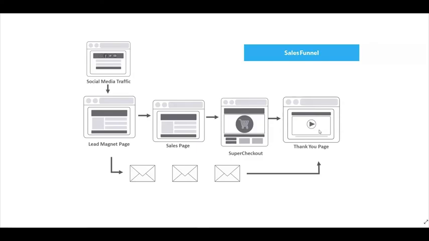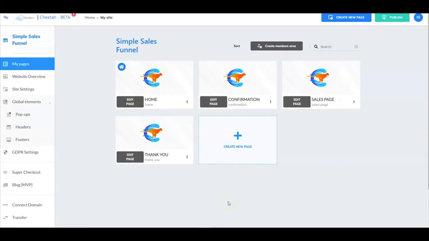So let's go into Cheetah and let's take a look. Okay, so real quick, we're inside Cheetah. This is the actual simple sales funnel made up of 4 different pages. Now again, on here, you also see something that you can do differently, which is add a separate confirmation page. And we'll talk that through as we go through the process here. And again, the super checkout and the sales page for this example will all be right here on this one page. And I'll show you how you can separate that as well.